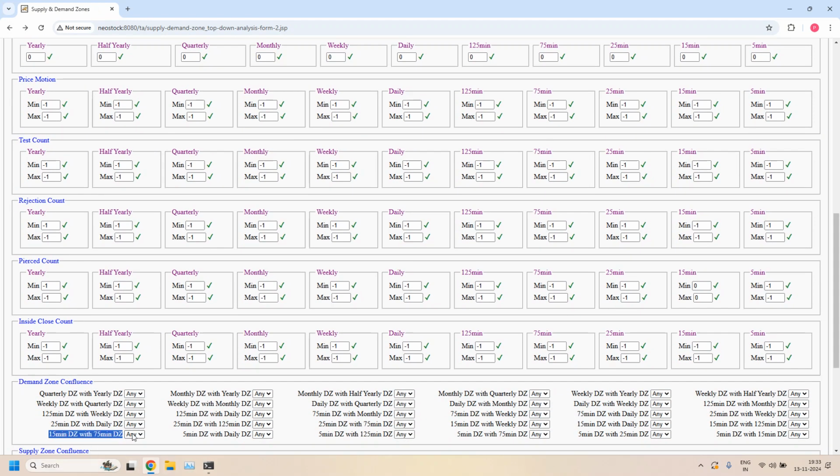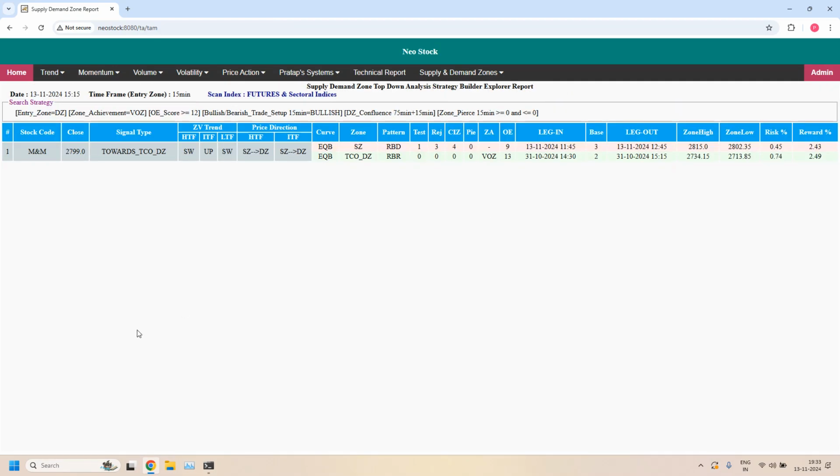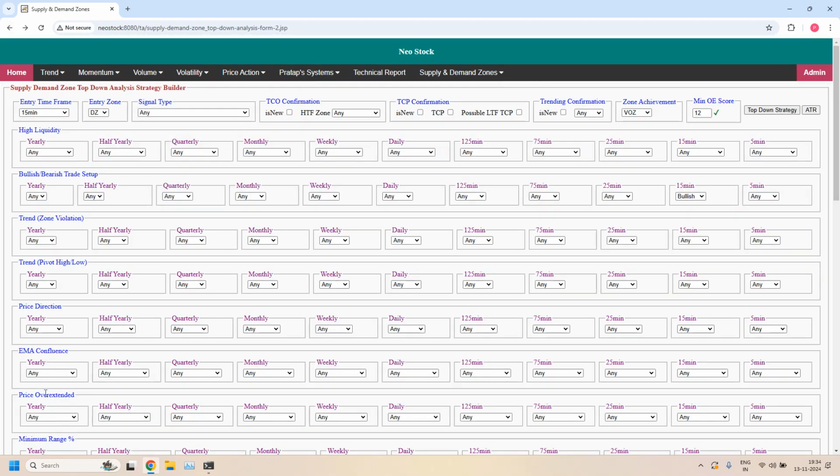That is 15 minutes demand zone with 75 minutes demand zone confluence. Yes, this is having an ITF confluence. That means this demand zone is part of the 75 minutes demand zone. The 75 minutes trend is up. Let us check whether it is having any daily EMA confluence.